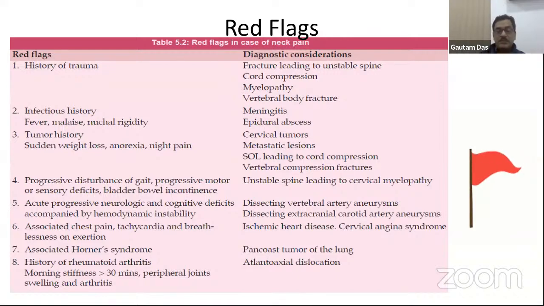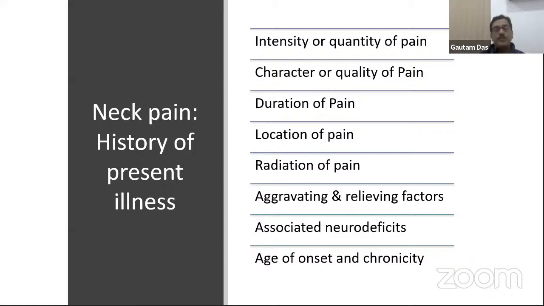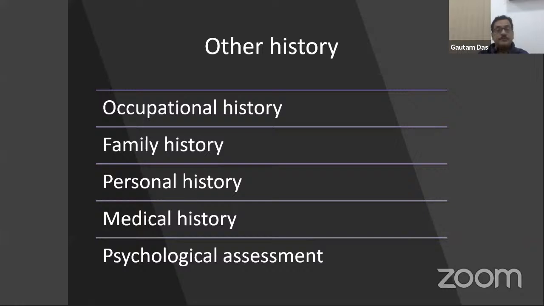So keeping these things in our mind, causes and red flags, we'll now go into the history. First, after we take the chief complaint, next is your history of present illness. In the history of present illness, we have the intensity or the quantity, then we have the quality. I'm not just repeating it; it is the same as in the other areas: duration of pain, location of pain, radiation, aggravating and relieving factors, associated neurodeficits, age of onset, and the chronicity.